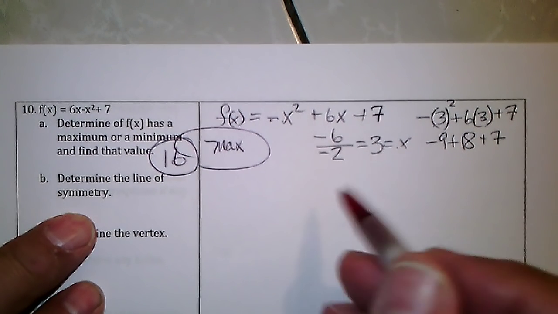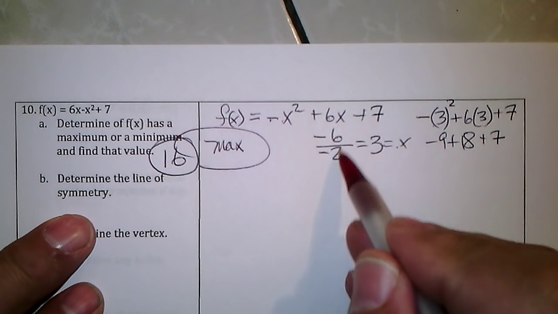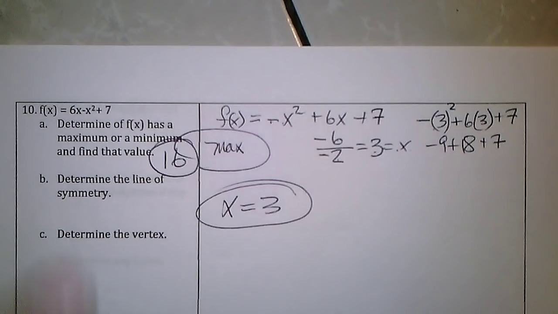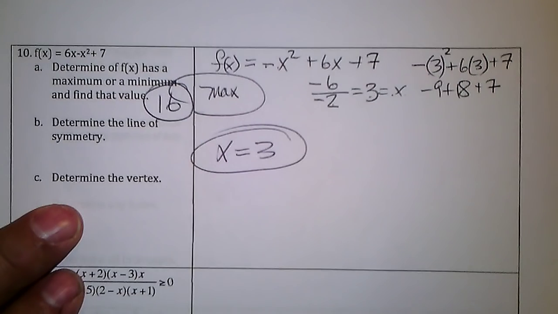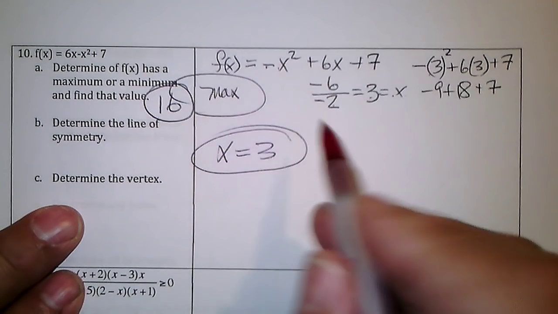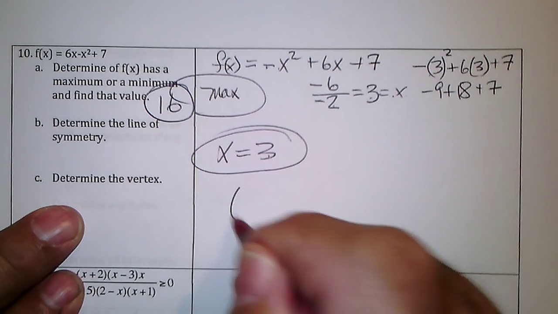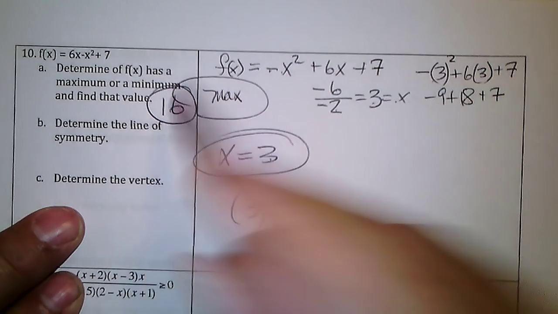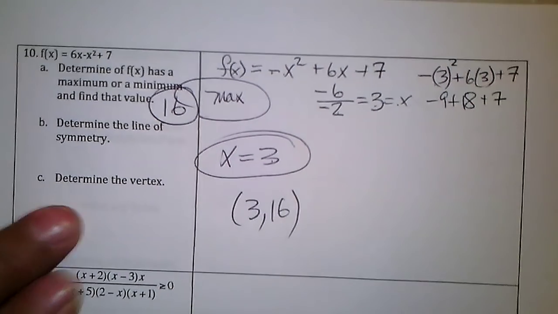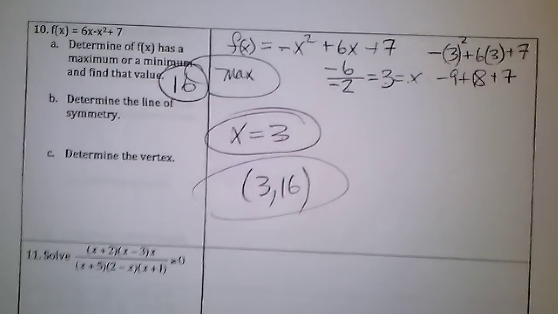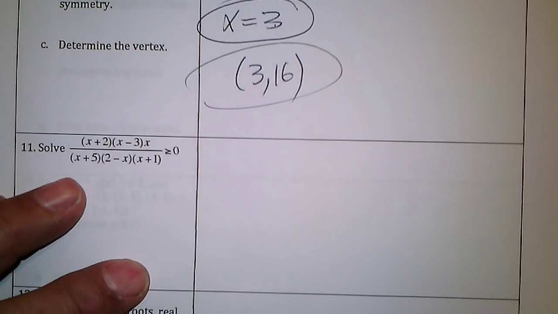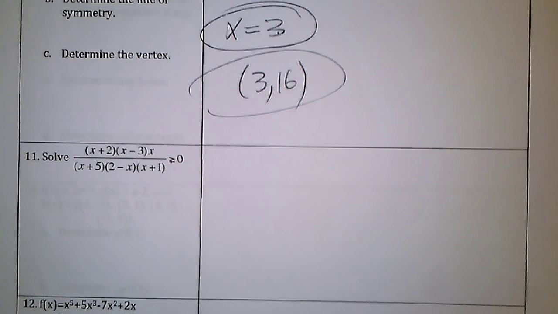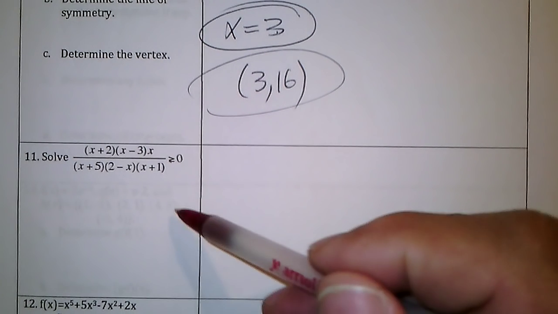Line of symmetry. That happens at minus b over 2a, which is x equals 3. That's a line, so it's got to be an equation. Determine the vertex. Well, it's at 3 and at the highest place it gets to, 16. Solve this for when this is greater than or equal to 0. Well, let's just kind of quickly think about this.